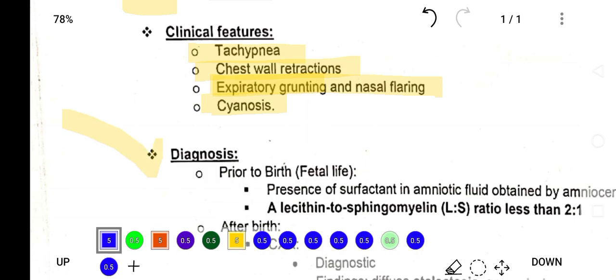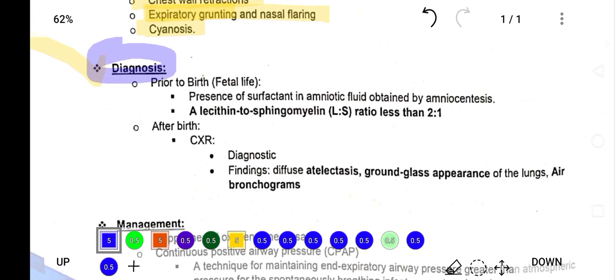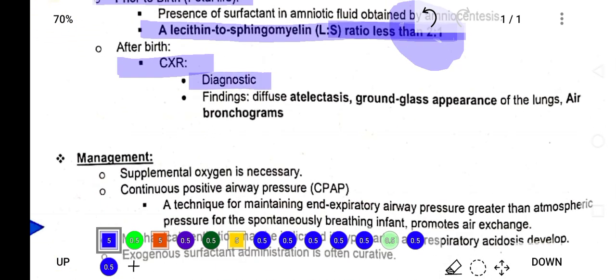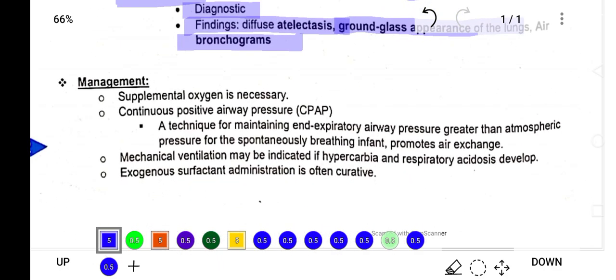Now, how can one diagnose respiratory distress syndrome? For diagnosis, prior to birth the fetal lung should be assessed, and the lecithin to sphingomyelin ratio in this disease will be less than 2:1. Through this the diagnosis can be made. After birth, a chest x-ray can be performed, which is diagnostic, and the findings will be atelectasis, ground glass appearance in the lung, and air bronchograms in respiratory distress syndrome.